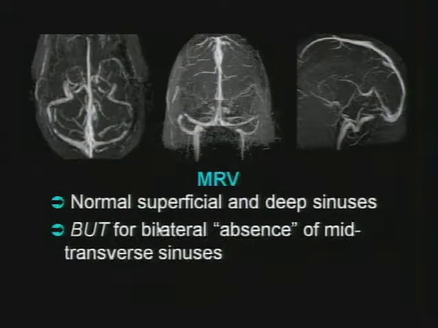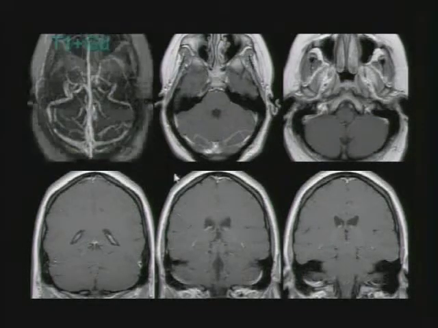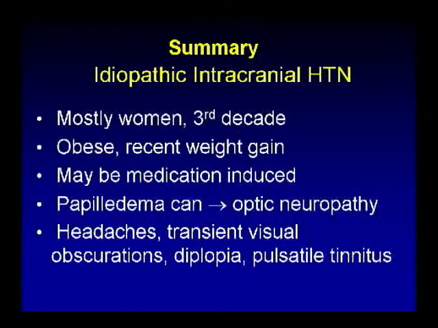She got an MRV because you want to make sure she doesn't have a dural sinus thrombosis as the cause of her intracranial hypertension. She has fairly normal looking superficial and deep sinuses, but these kind of funny narrowings of her transverse sinuses that you can see in all three projections I'm showing here, where it actually focally narrows and then returns to a normal caliber. And you can see it here on the MRV and then on the CT post-contrast. They're patent transverse sinuses. They just focally narrow. There's focal stenosis of the dural transverse sinus.